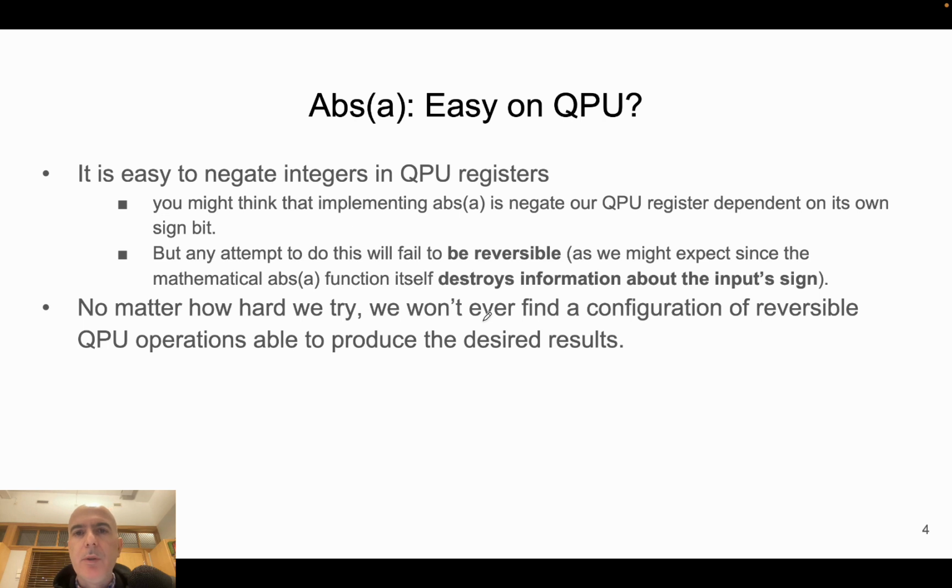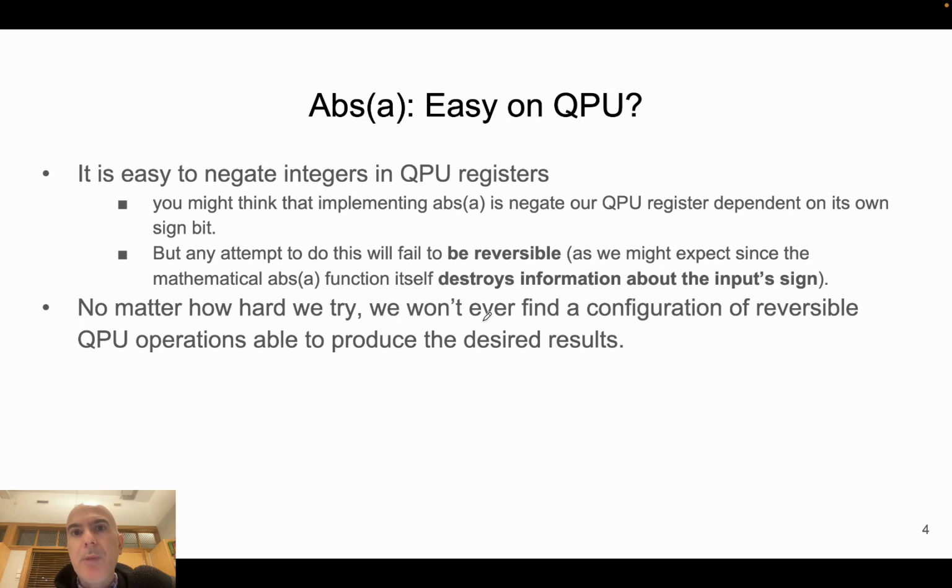So let's start thinking about how we can make the absolute value function on the QPU. Well, the first step will probably be to negate integers in the QPU register if they are negative. We might think to just implement a very simple quantum circuit to negate or flip the sign in our QPU register depending on the sign bit.